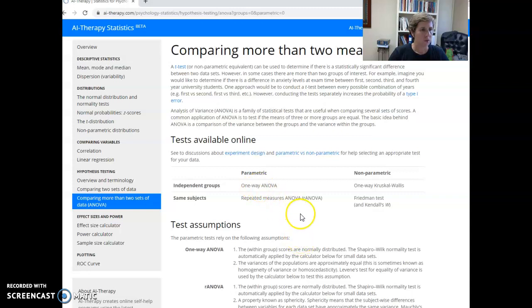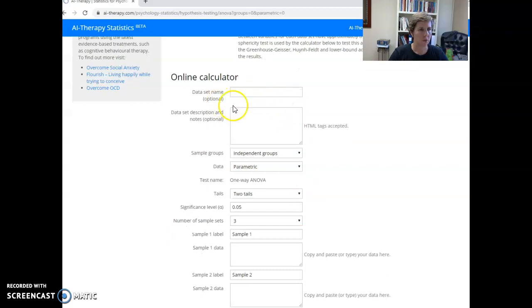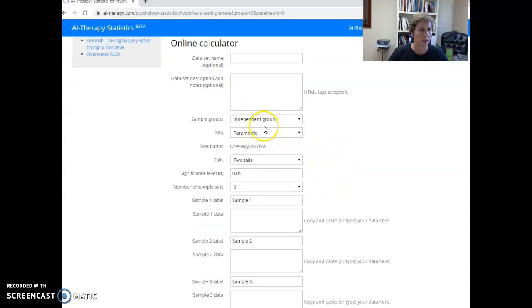And it's going to ask me to input data. So I'm not going to worry about any of this stuff up here. I've got independent groups because I've got a control, a 15 minutes and a 30 minute. My data are parametric because I'm looking at happiness. Doing two tails, significance at 0.05, and I've got three groups here. If I had 5, you put 5.